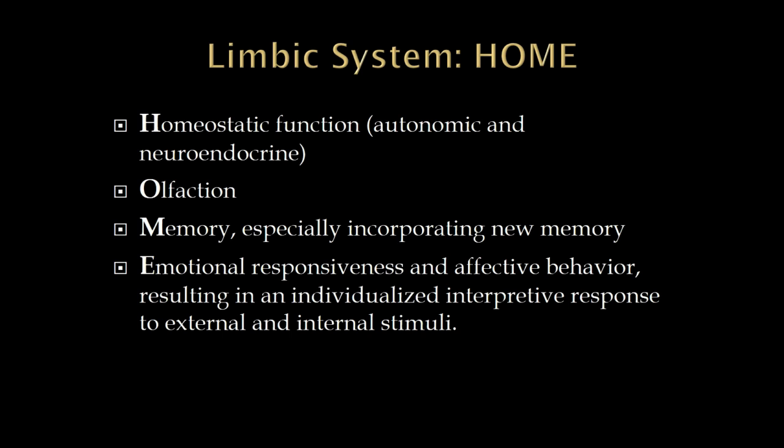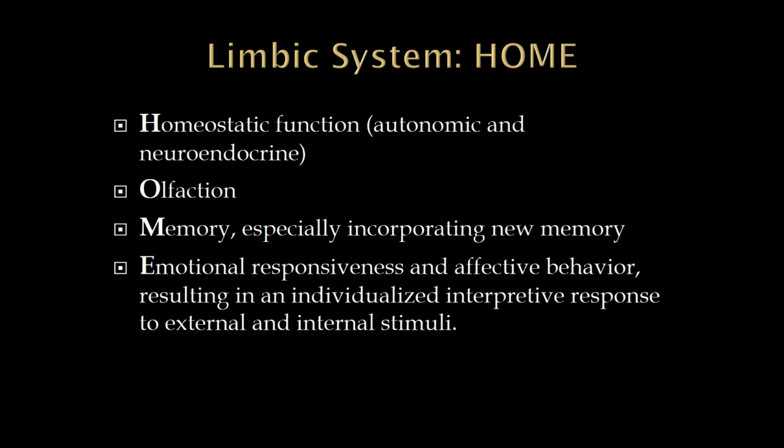HOME is a good way to remember the basic functions of the limbic system. The hypothalamus is an important part of the limbic system, and that's the head ganglion of the whole autonomic nervous system. So homeostasis is part of the autonomic system: your sympathetics and parasympathetics, regulating blood pressure, respiration, all kinds of things. The hypothalamus also controls the pituitary gland, so neuroendocrine function is a function of the limbic system.